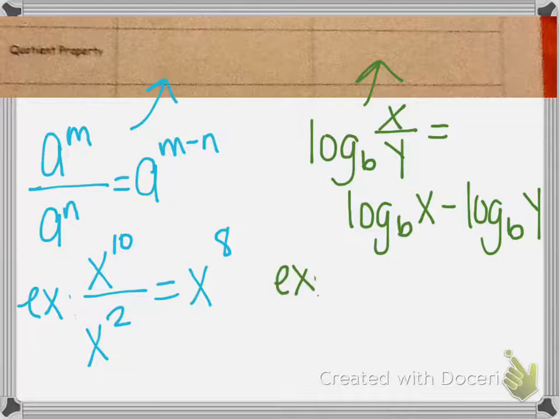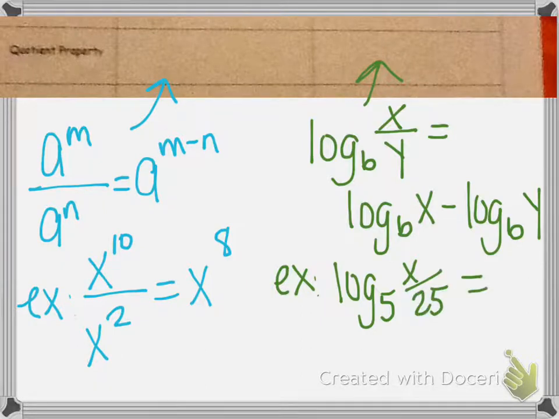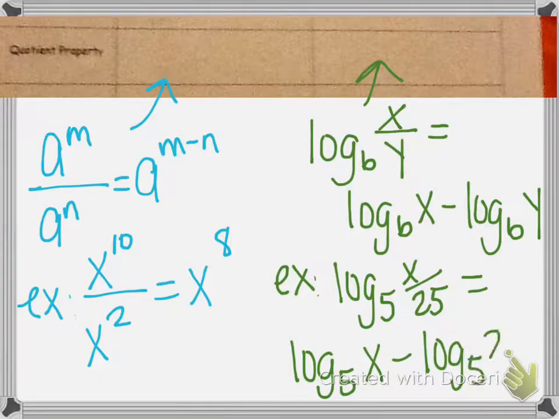For your example here, let's say you have log base 5 of x divided by 25. Then this would be equal to log base 5 of x minus log base 5 of 25. And you would be able to figure it out from there using this subtraction. So there's the quotient property for exponents in blue and for logs in green.